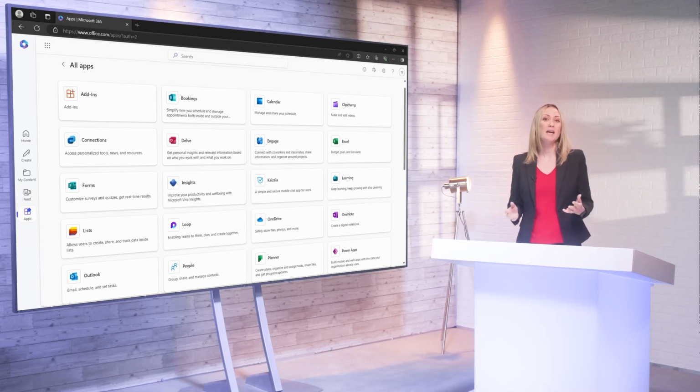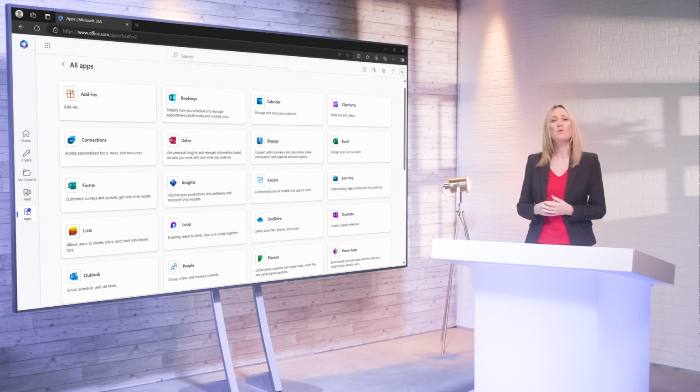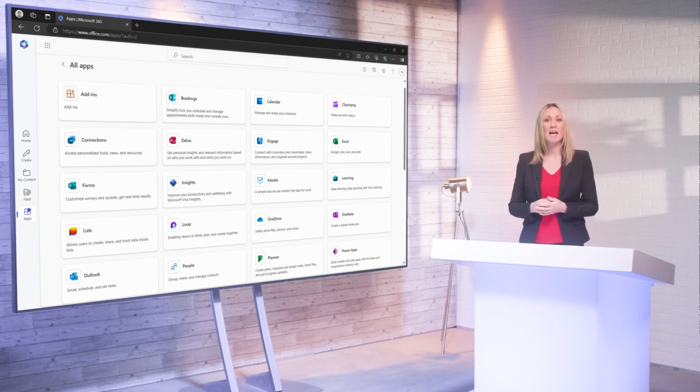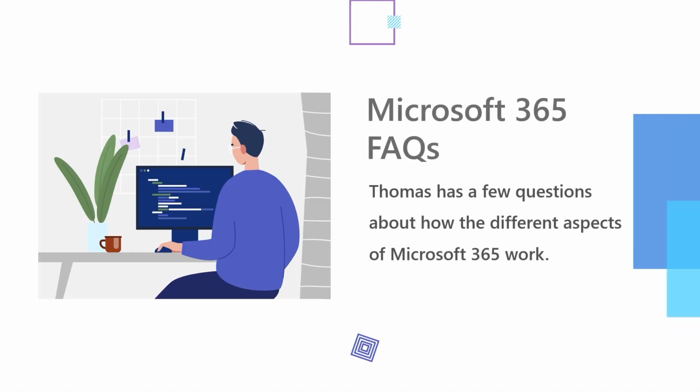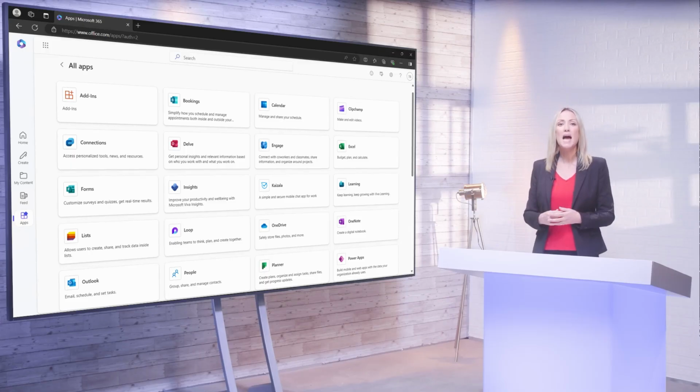You might already have some familiarity with the Microsoft 365 service, but there could also be a few aspects of the service that you're still unsure of or have some questions about. Over at Westcal, Thomas also has a few questions. Thomas has begun exploring Microsoft 365 using the new account that Westcal have set up for him. However, there are some aspects of the service that he has a few questions about. Here are a few frequently asked questions around Microsoft 365.